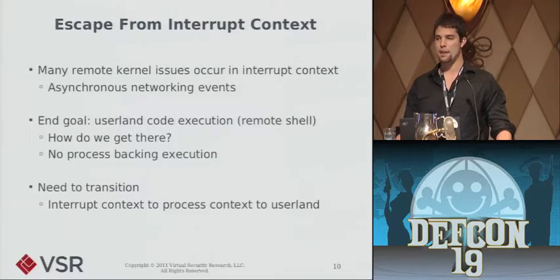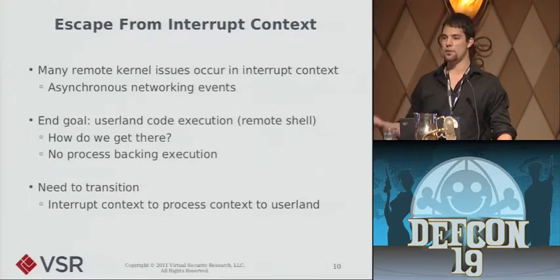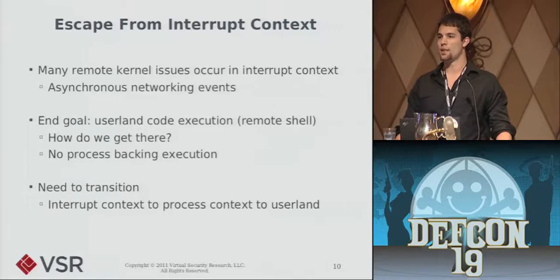And the final challenge, in my opinion, with writing these exploits is they frequently occur in what's known as interrupt context. So, 10-second operating system 101. When a process makes a system call, it is executing kernel code in what's known as process context, where the thread of execution has a userland application, a process, associated with it. But in contrast, when you're dealing with receiving asynchronous events, like receiving networking data, the kernel is running in what's known as interrupt context. It doesn't have a process associated with that thread of execution.